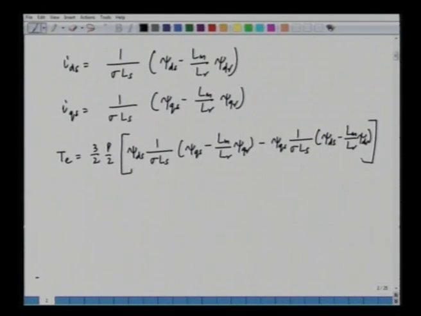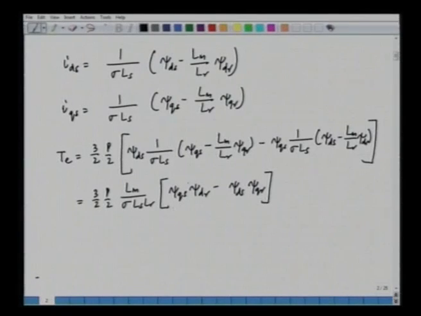So, this is what we have here. We can further simplify this. If we simplify this expression further, what we will obtain is the following: 3 by 2 into P by 2, and we will have here Lm by sigma Ls Lr common. So, we will have in this case psi qs psi dr minus psi ds psi qr. So, this is the expression for the torque in terms of the stator flux and the rotor flux in the stationary reference frame.